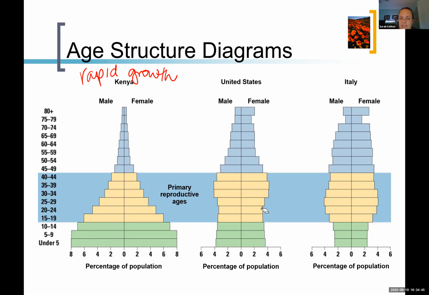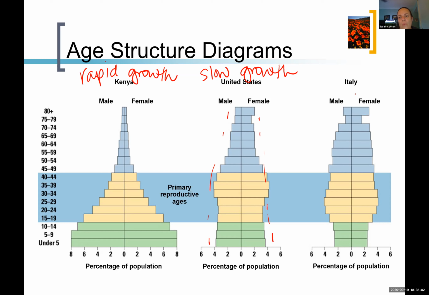Okay, so the US at this time, it's still a pyramid, right? It's still a triangle in the sense that the base is wider than the top. Yeah, so this would represent slow growth. So the population is growing, but it's not growing very fast. Okay, what's happening in Italy?